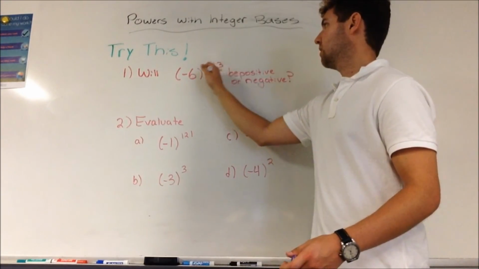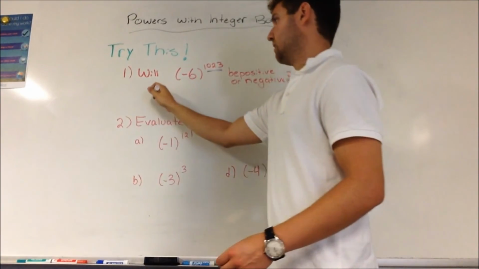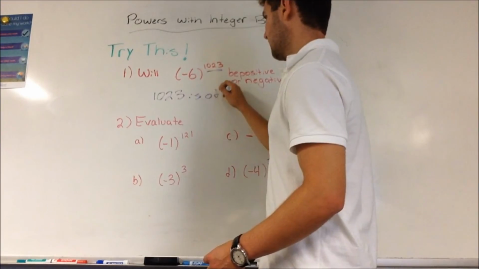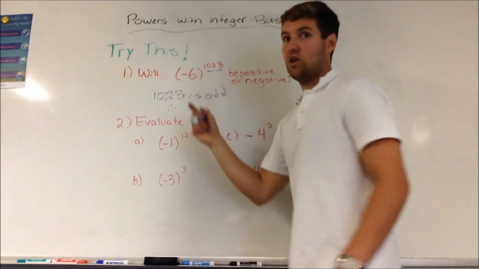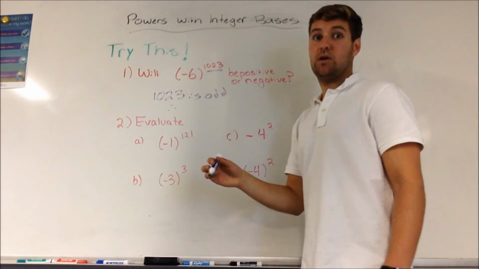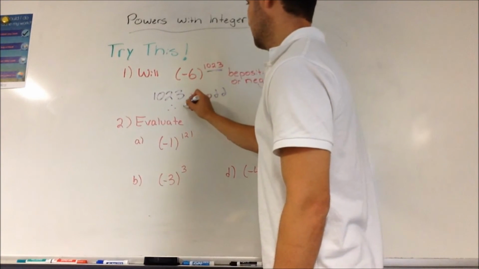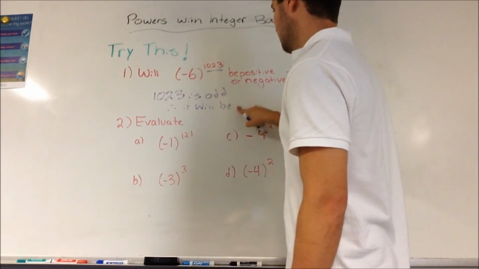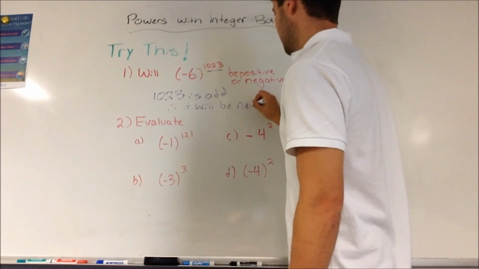Here, 1023 is odd, therefore, we know, since there's an odd number of negatives, it'll make a negative number. Therefore, it will be negative.